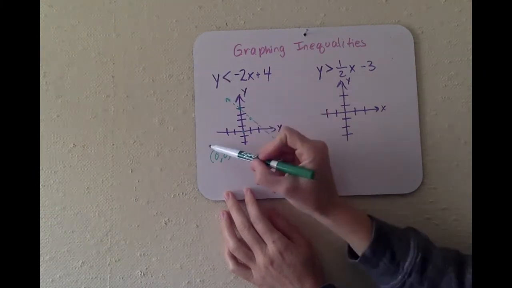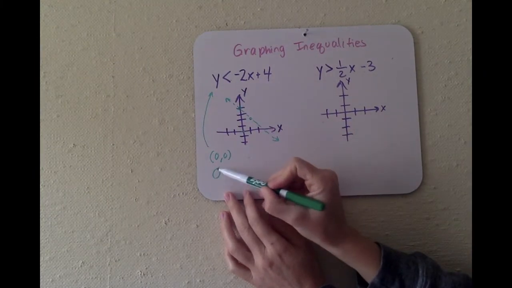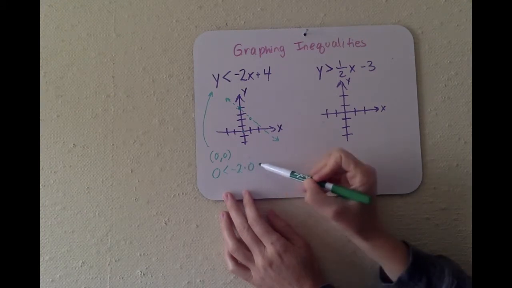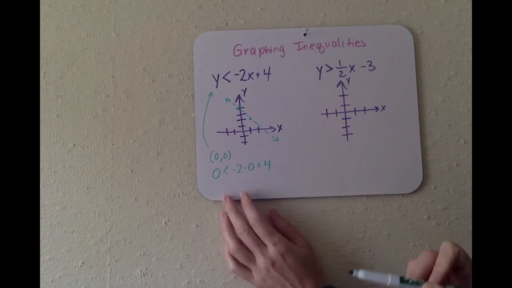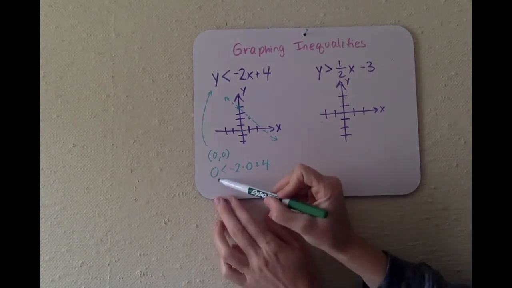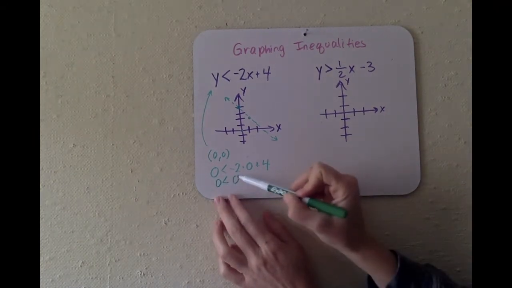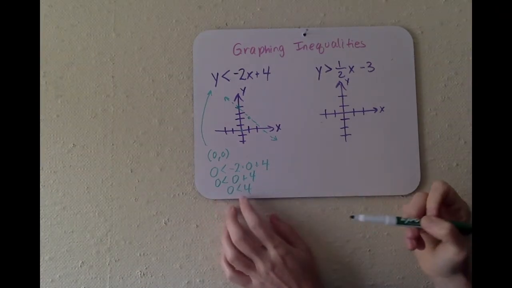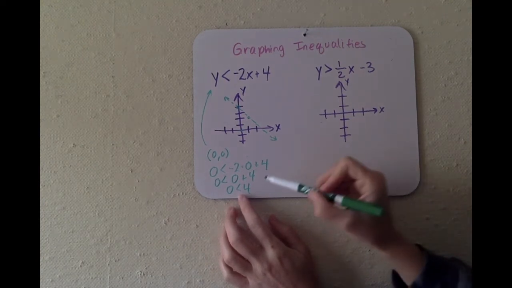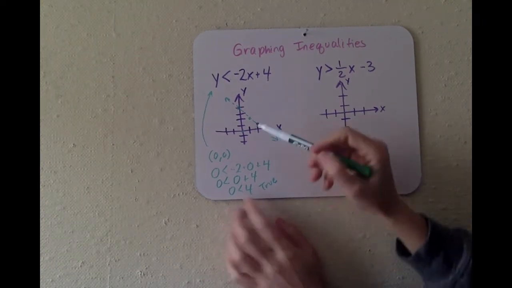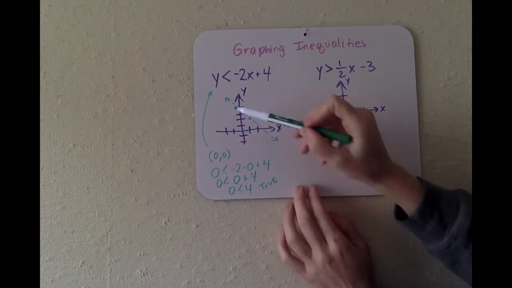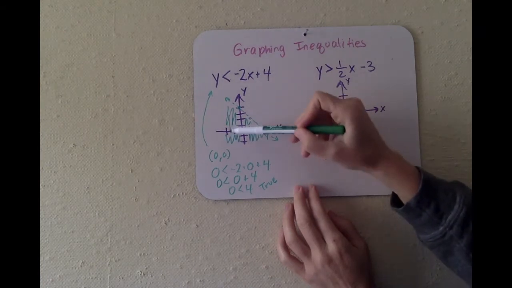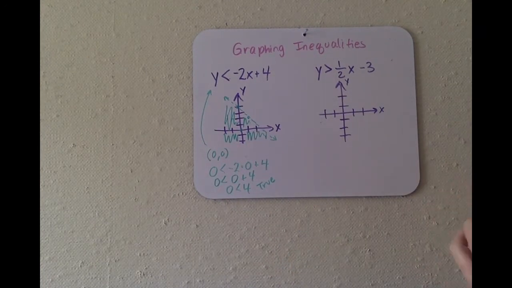When we put the point (0, 0) into this inequality, we have 0 is less than -2 times 0 plus 4. So this becomes 0 is less than 0 plus 4, or 0 is less than 4. This is true, so the point (0, 0) is a solution, and we shade all this in. These are all the solutions to this inequality.